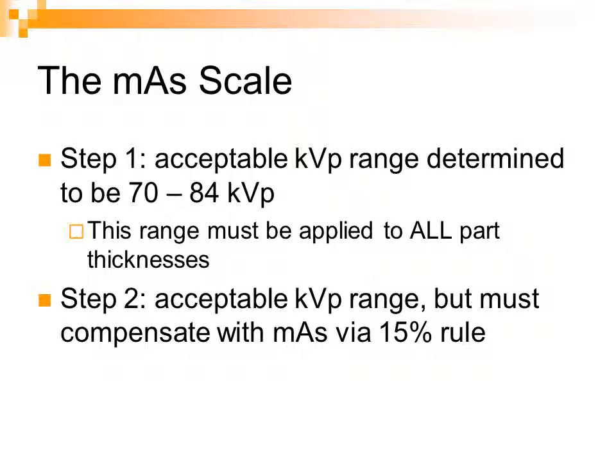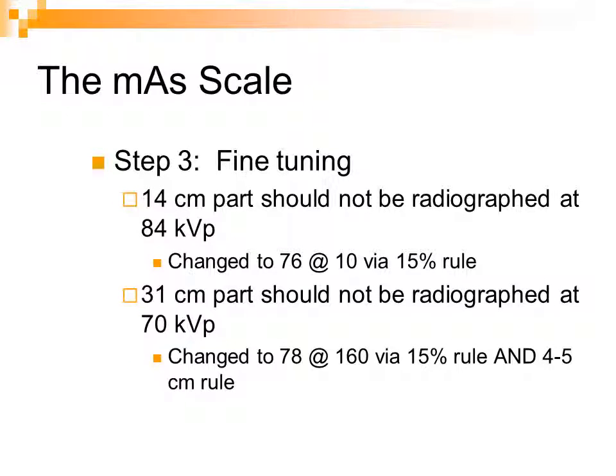The mass scale. Step 1, the acceptable kVp range is determined to be 70 to 84 kVp. This range must be applied to all part thicknesses. Step 2, the acceptable kVp range must be compensated with mass via the 15% rule. Step 3, fine tune. So again, these are just examples.